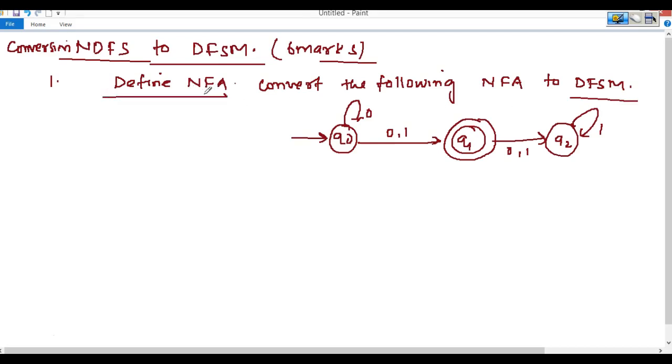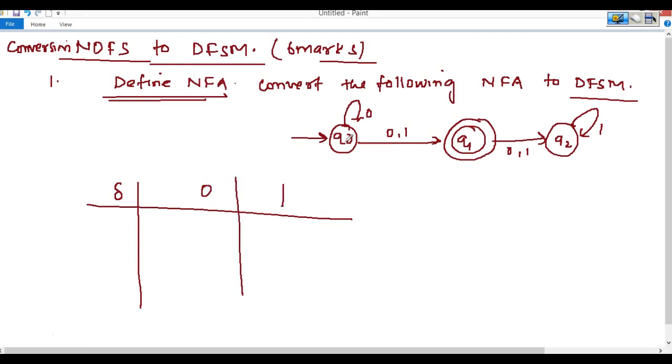Define NFA, NFSM: you can define it as I defined the 5-tuple a few minutes back. Now I am going to teach you the conversion. You write the state transition table, delta, with inputs 0 and 1. The start state is Q0. You write Q0 in brackets because it is the start state, and you always write it in brackets.